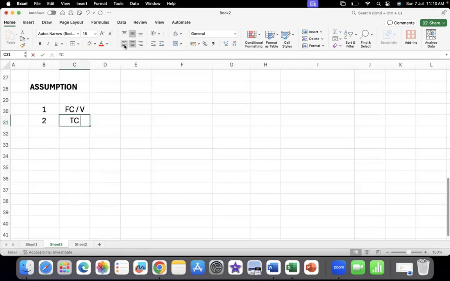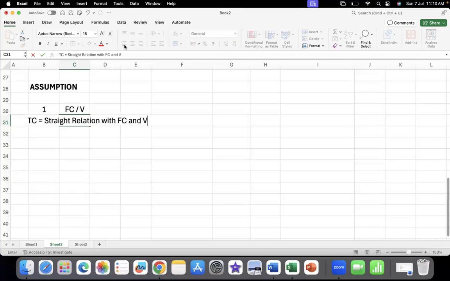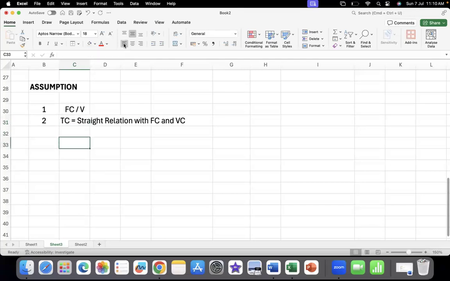Then the total cost will always establish a linear, or we call it a straight relationship, with fixed cost and variable cost. So there is an equation which says total cost is equal to fixed cost plus variable cost into units. This is the linear equation which this CVP analysis is going to be based upon.